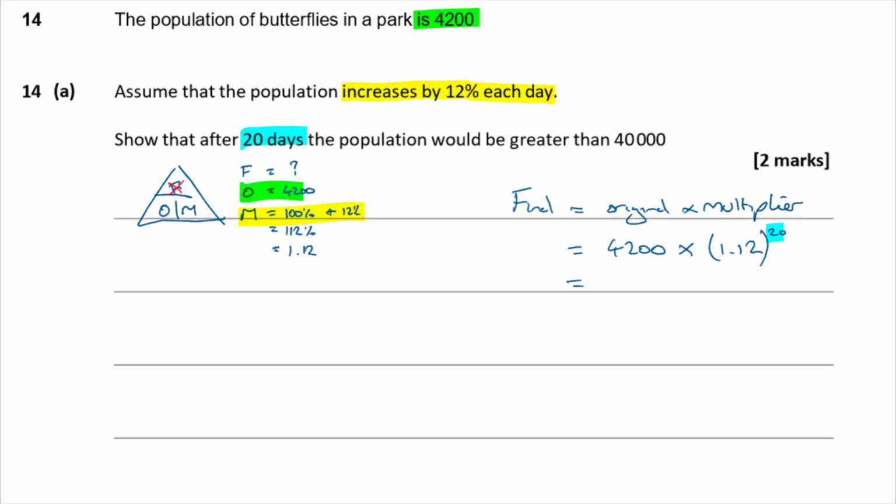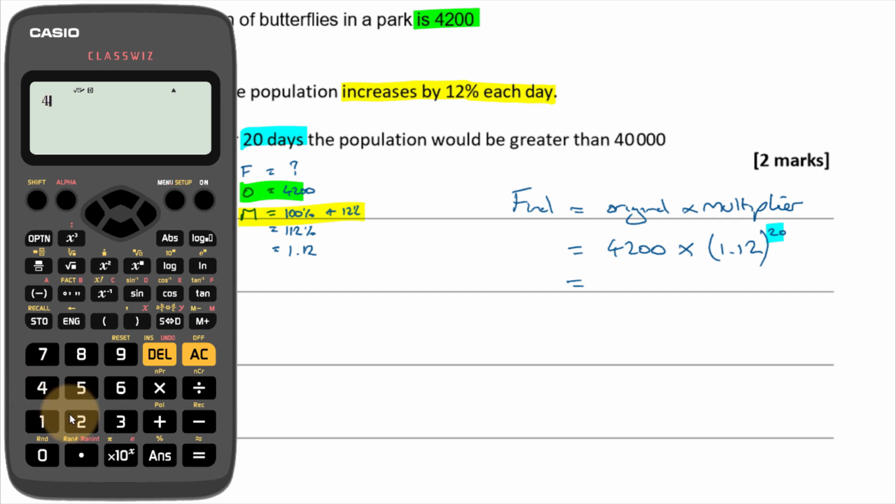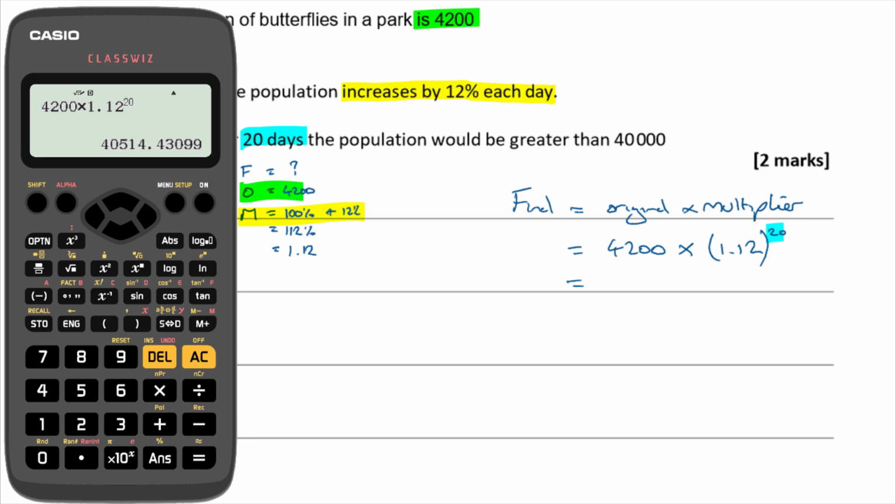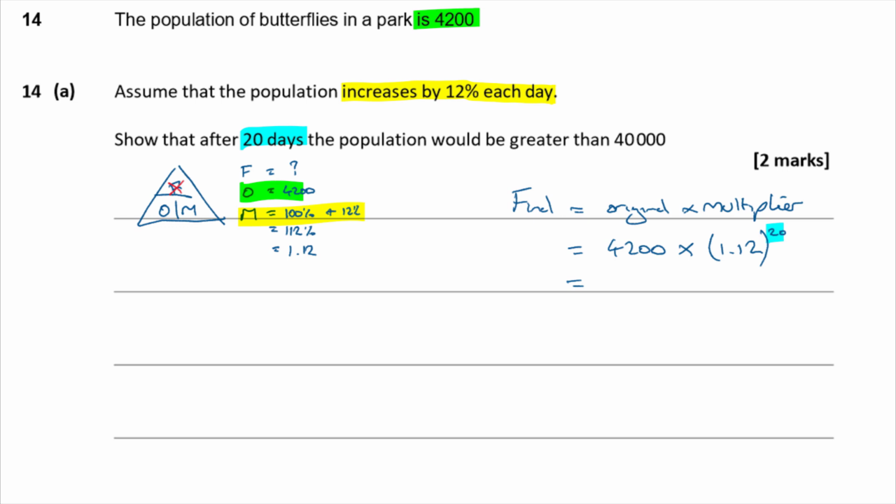So 4,200 times 1.12 raised to the power of 20. That comes to 40,514 butterflies, and a squidgy bit, 0.43099 of a butterfly. Let us not dwell upon part of a butterfly. 40,514. Okay, so show that after 20 days the population would be greater than 40,000.